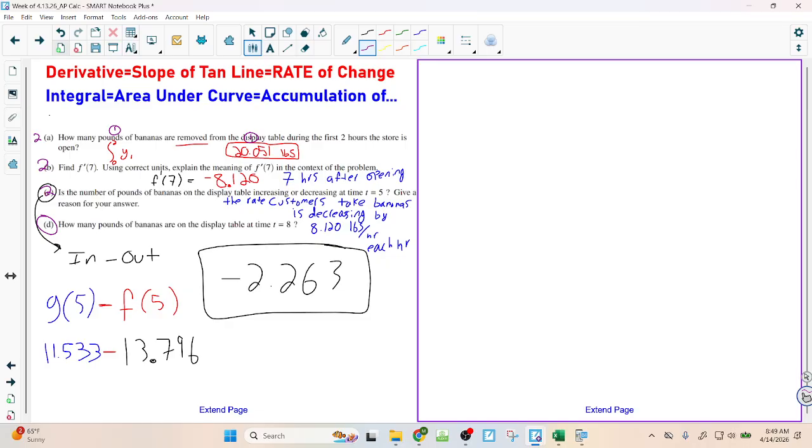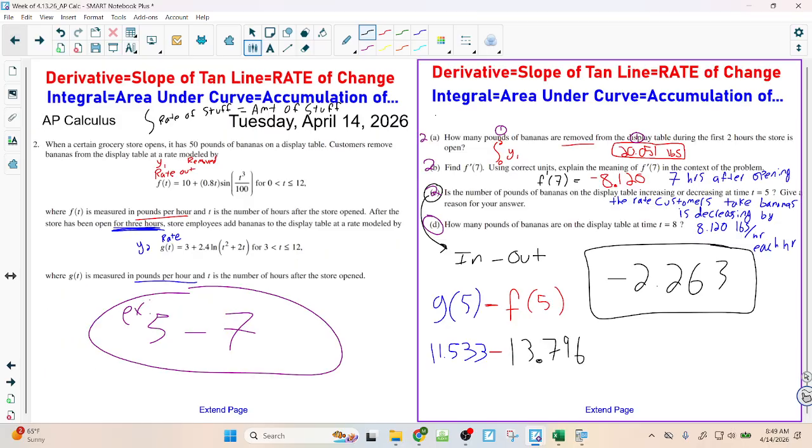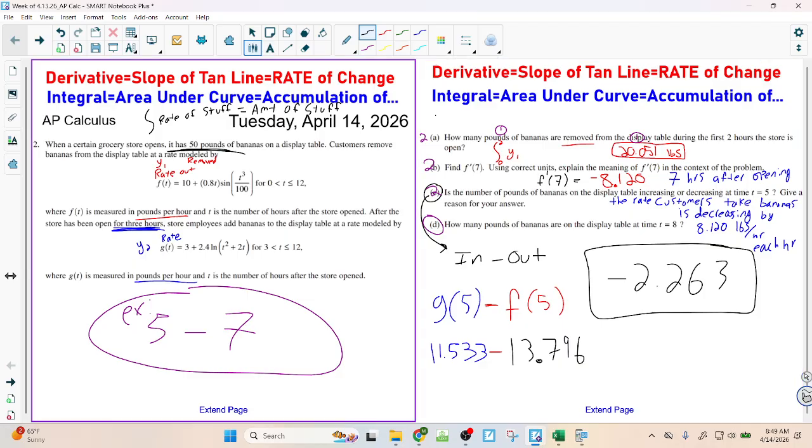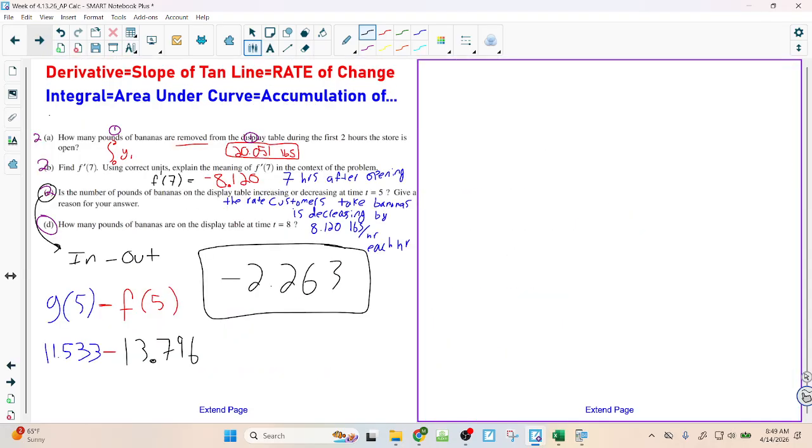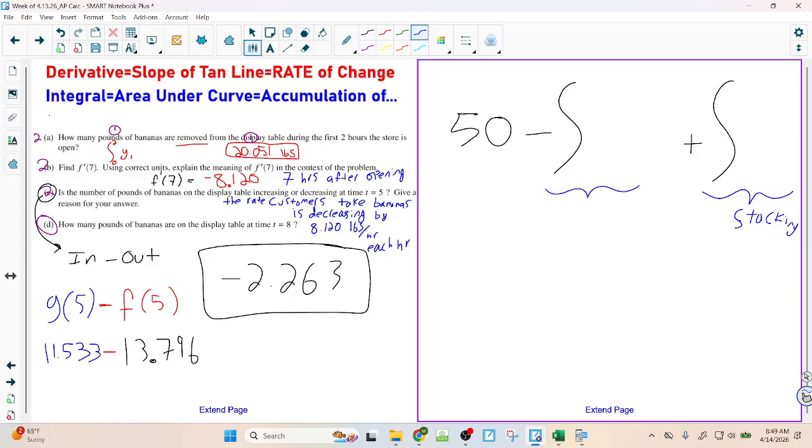How many pounds of bananas are on the display? So let's talk about what we started with. When the store opened, were there any bananas? Yeah, there were 50 pounds. So I'm going to go ahead and write 50, okay? And then I'm going to say the people came into the store, and we're going to take away that stuff, and then we're going to add, right? So this is the stocking, okay? Stocking. I don't know what I'm doing here, but I'm trying. This is them stocking. This is the customers taking away.